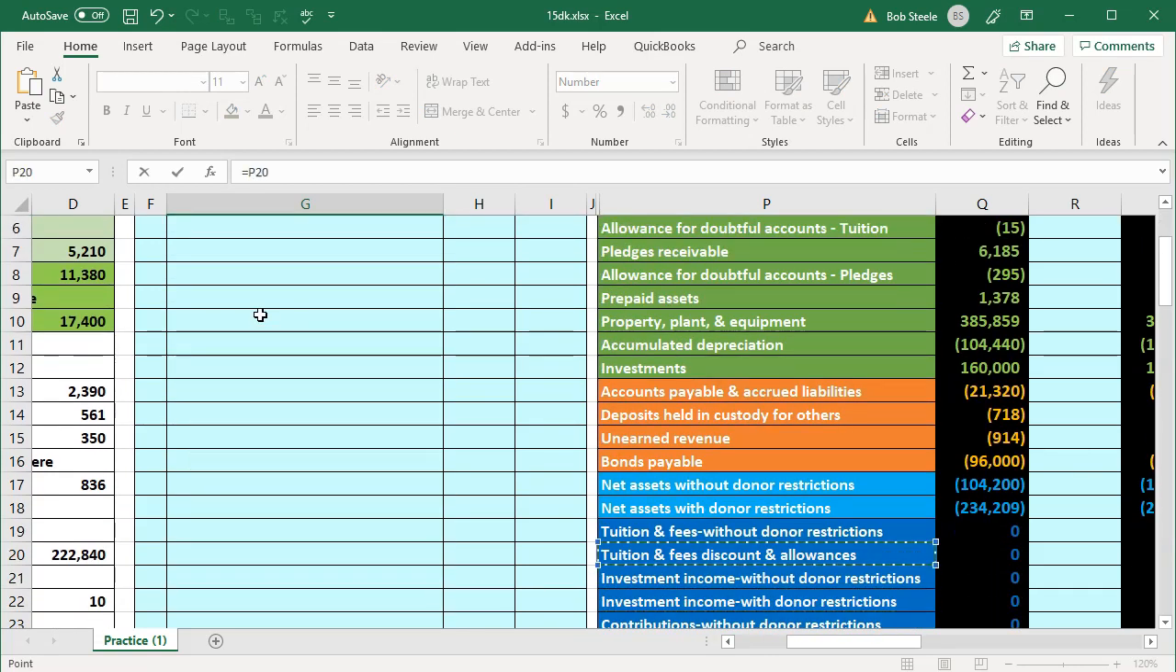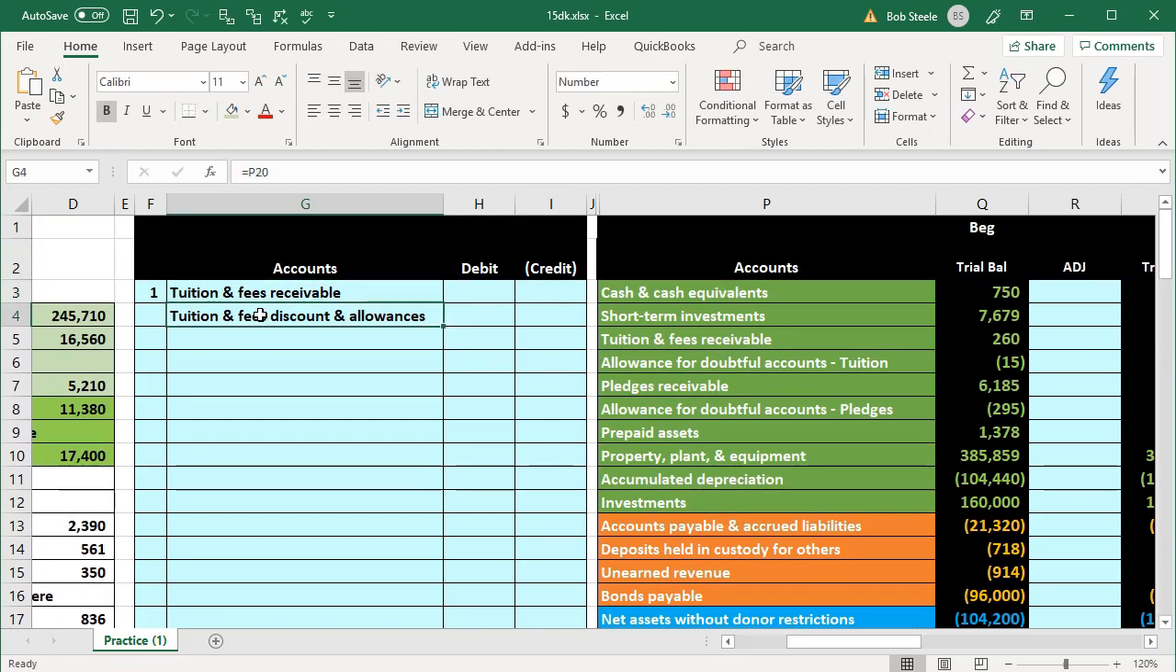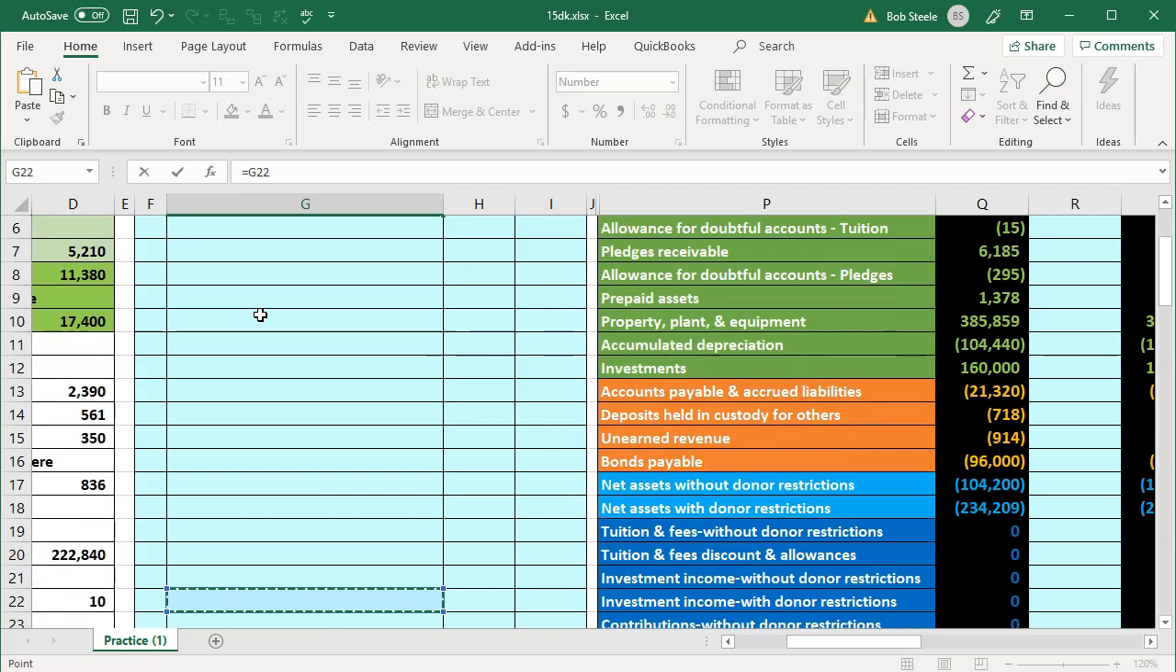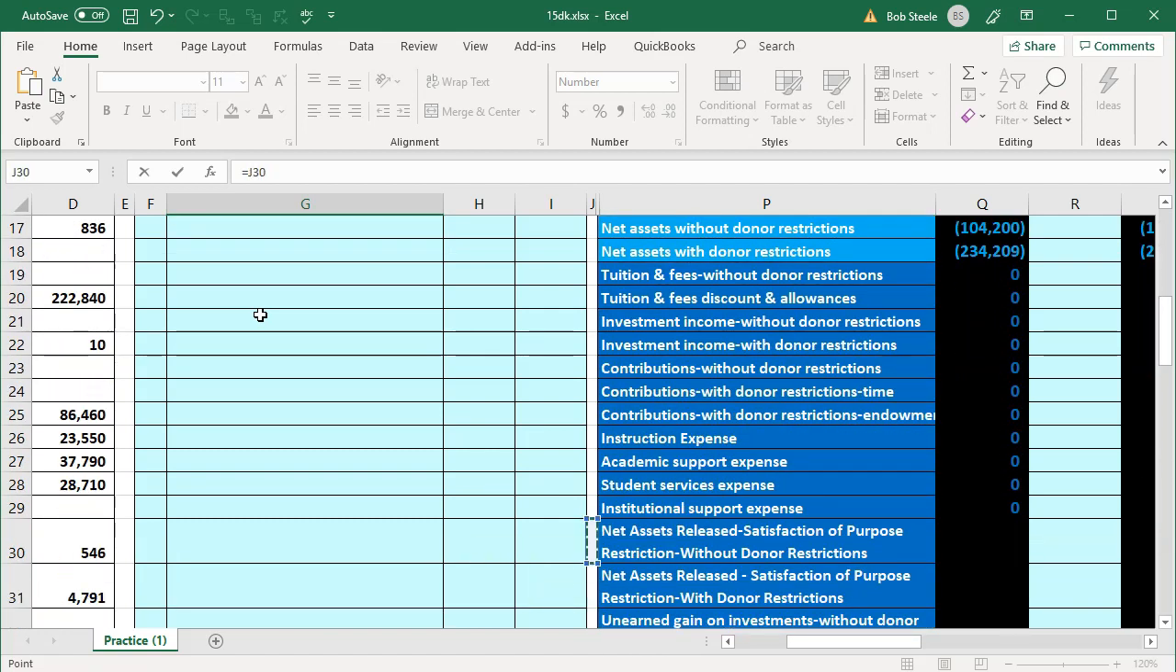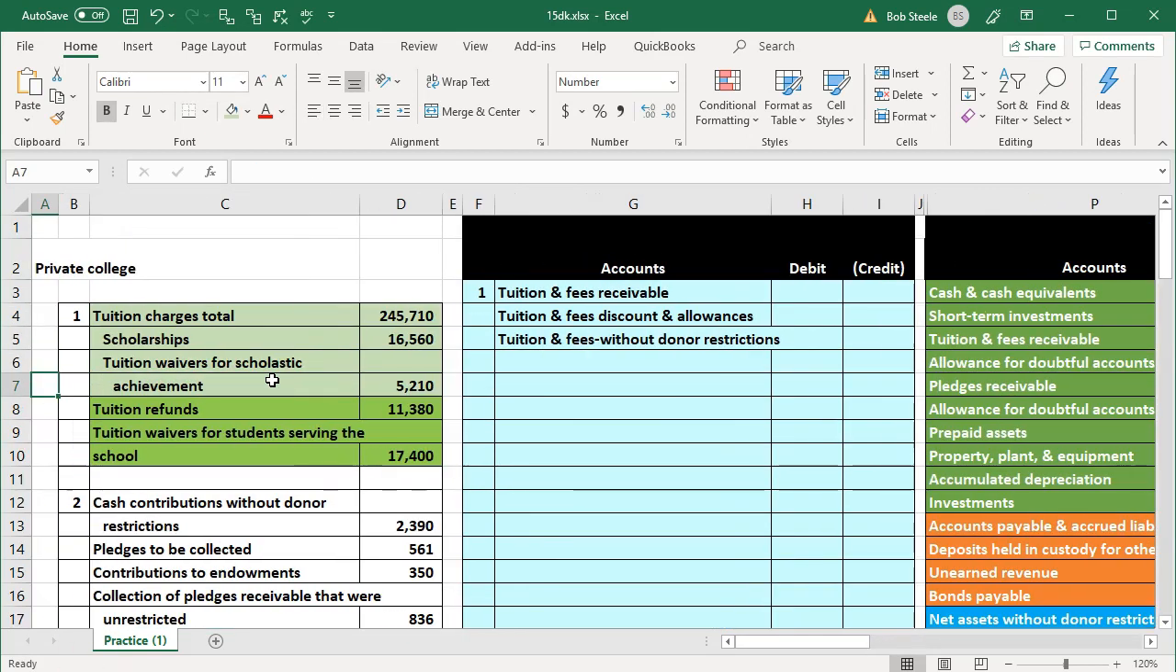So we're going to say, all right, this is going to be equal to the tuition and fees discount and allowances. And then we're going to have the tuition and fees without donor restrictions, which is going to be the revenue that we will have. So the total revenue is going to be the tuition and fees without donor restrictions. So basically we can think of the receivable, the amount that we expect to be collected on, as the total minus these two amounts, right? Minus the scholarship, minus the tuition waivers for scholarships, because we're not going to be receiving those, because we're not going to get any money for those. So I'm going to say the receivable is this amount minus the scholarships, minus the tuition waivers for scholarships.